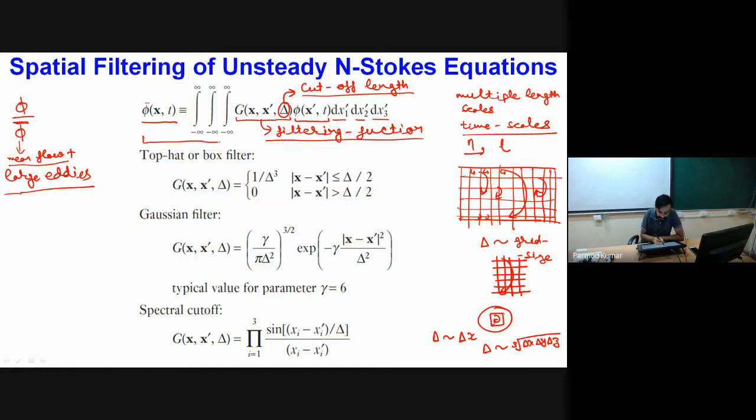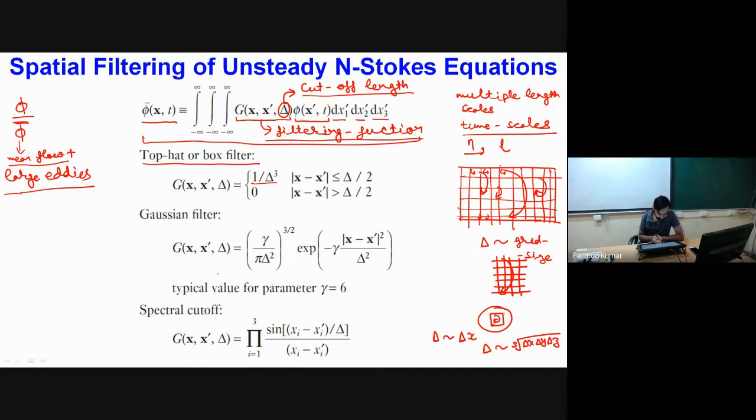This is the main equation actually. Now for this filtering function, a number of filtering functions are available, so depending upon the requirement of the problem or the way we are solving our governing equation, we can choose different filtering functions. The very first is called the top hat or box filter function. In the top hat or box filter, if x minus x dash is less than or equal to delta by 2, then its value is 1 by delta cube. So it means that within a certain range about x it will include the effect, and away from that it will neglect all the eddies.